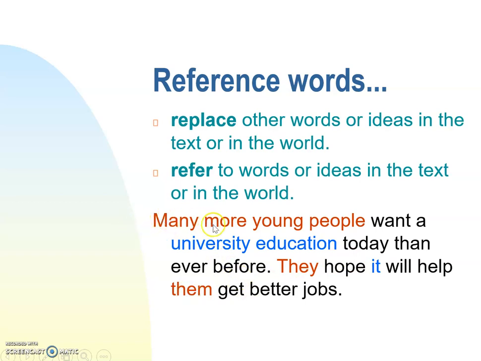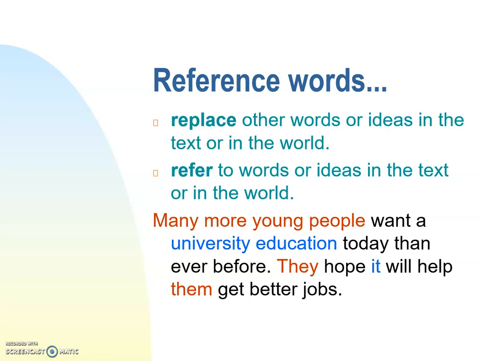Instead of repeating "many more young people," we mean "they." They hope, who hopes? Many more young people. They hope "it," university education, will help "them," again, many more young people, get better jobs. We use this so we don't have to repeat again and again.